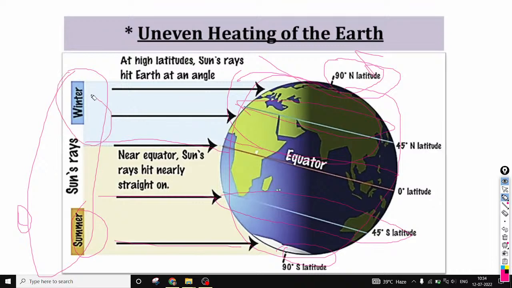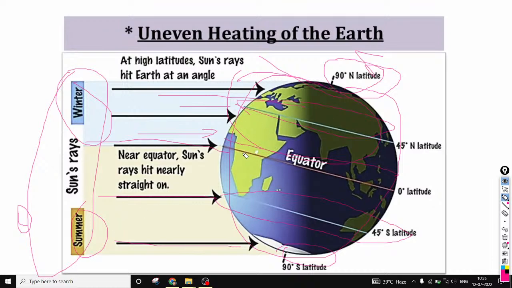Similarly, in the winter season, light will not reach this area as densely, so this area will become cooler. And this is your equator region. In this region the sunlight is arriving mostly equally. Whether this winter season is becoming summer season, the sunlight will be coming in this direction, and then this summer season will become winter season.